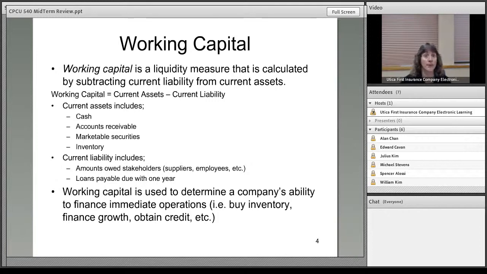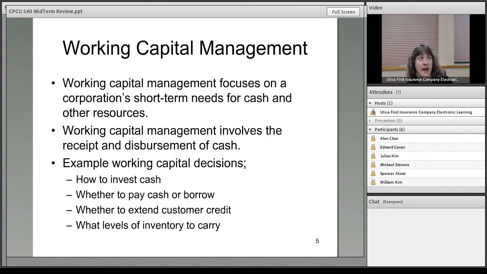And working capital is used to determine the company's ability to finance immediate operations. In other words, buy inventory, write new policies, obtain credit, things like that. And then we have working capital, but one of the things that the finance department does is manage that capital. And how they allows receipt and disbursement of cash.